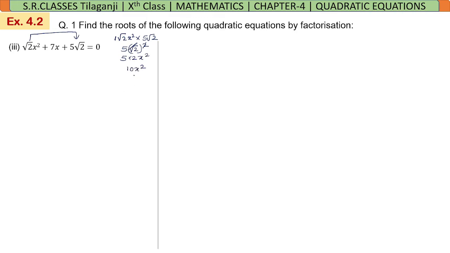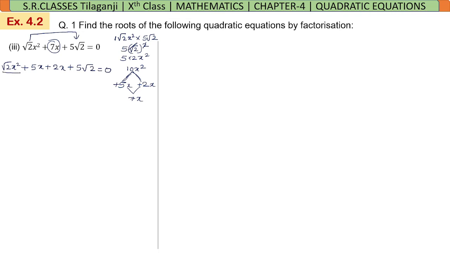Now we need to write the factors of this 10 in such a way that when you add or subtract you should get 7x. So take any two factors. 5 2s are 10. When you add, 5 plus 2 will be 7. So 5x and 2x we can take. And what about the symbol? You check here, all are positive and we are adding, so I can take both as positive. Write these factors in this equation, that is root 2 x square plus, instead of 7x we need to write the factors, that is 5x plus 2x plus 5 root 2 is equal to 0.